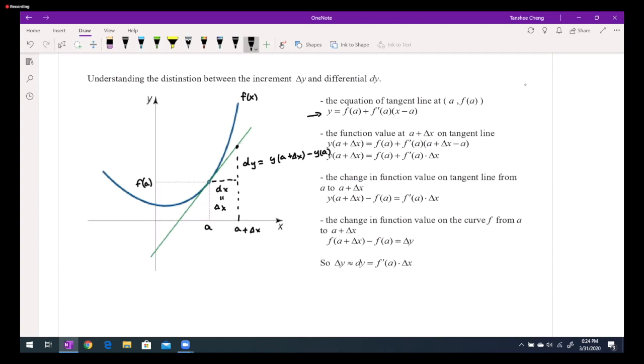y of a. But we know that this y of a, the function value on the tangent line, is the same thing as the function value on the curve of the function f. So this portion is also equal to f of a. That's why we are seeing right here that dy, the change in the function value on the tangent line from a to a plus delta x, is y of a plus delta x minus f of a, which is equal to my right hand side, f prime of a times delta x.